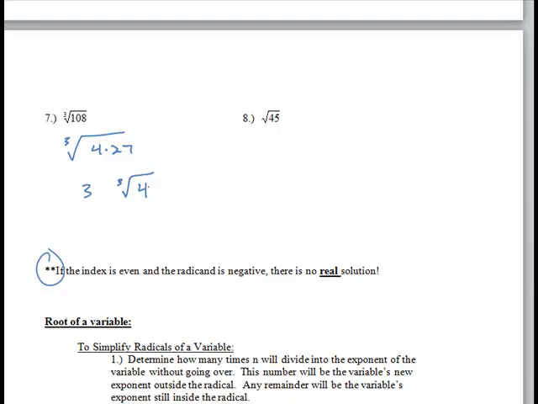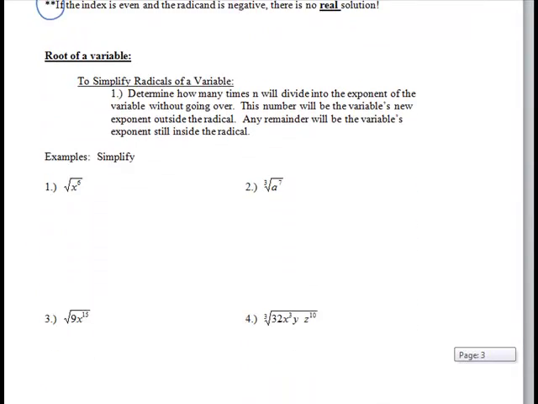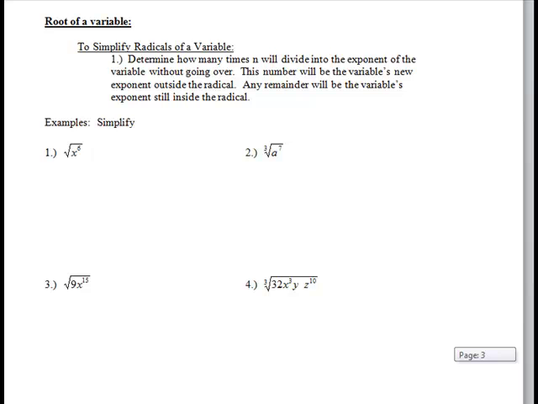And number 8, square root of 45. Index is 2, radicand 45. 45 is not a perfect square, but it does have a factor, 9, that is a perfect square, so rewrite it 5 times 9, allowing us to take the square root of 9, which is 3, and that 5 remains exactly where it's at inside the radical, so 3 times the square root of 5. So that's simplifying a radical with a constant, but obviously we're going to have variables as well.